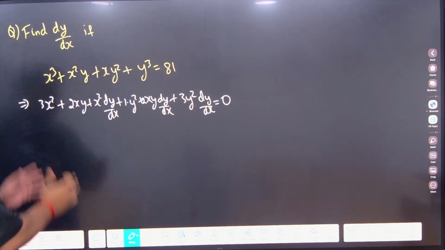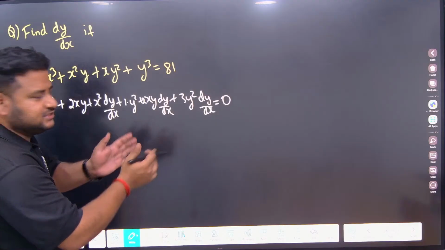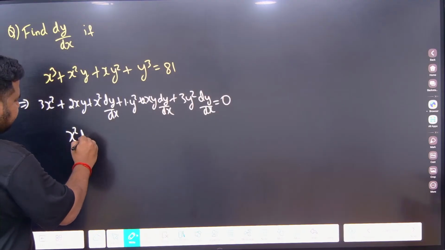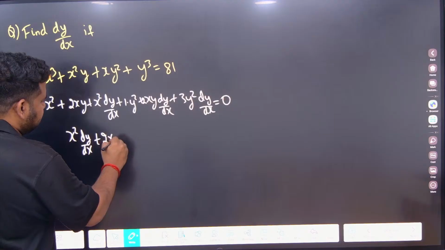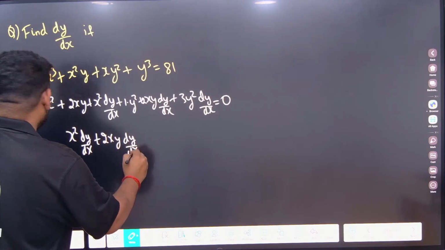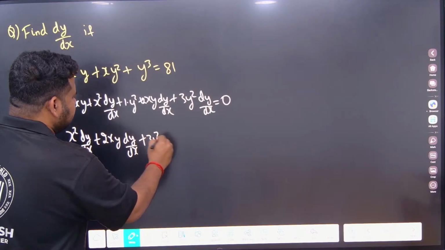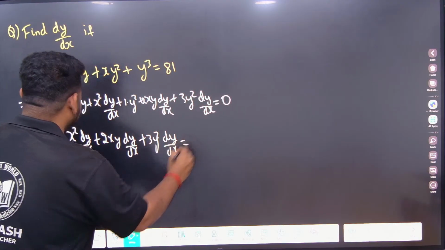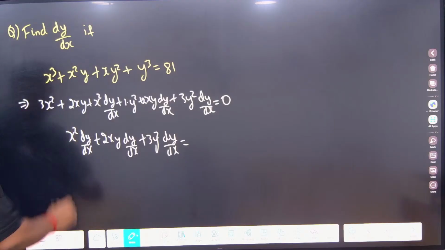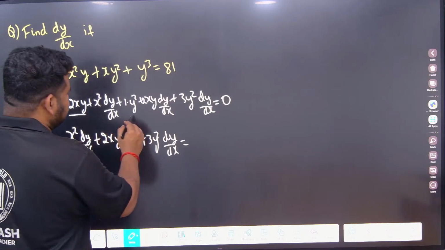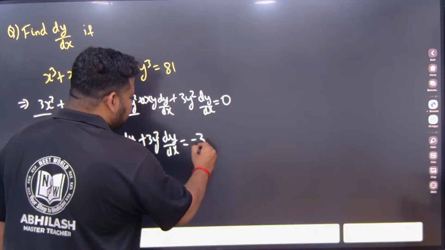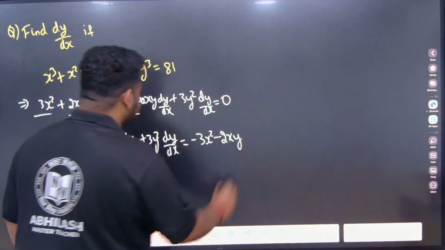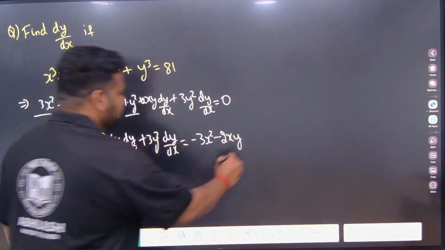Now take all the terms which are not having dy by dx to the RHS. So I will have x square dy by dx plus 2xy dy by dx plus 3y square dy by dx is equal to, all the other terms apart from dy by dx, these terms take it to the RHS. So this will become minus 3x square minus 2xy minus y square.